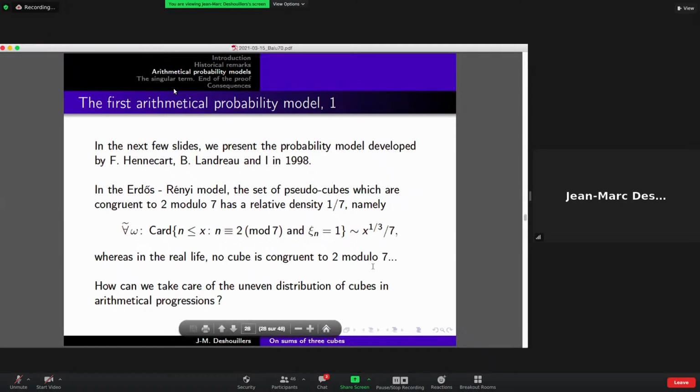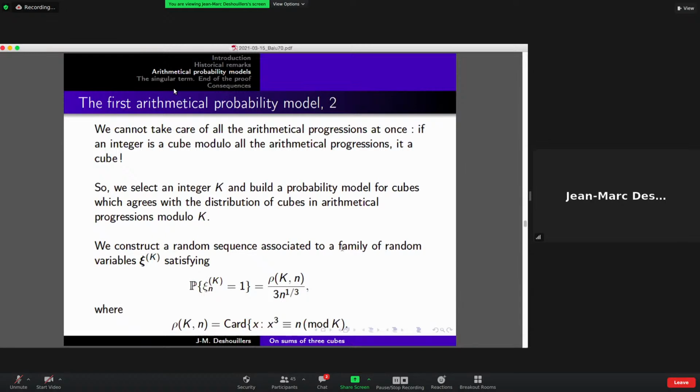So the question is the probability model we developed with François Encart and Bernard Landreau in 1998. So in the Hooley-Schreni model, the set of pseudo-cubes which are congruent to 2 mod 7 has a relative density 1/7. Relative density with respect to the cubes. What I mean is that if you count them up to x, you have cubic root of x divided by 7. But in real life, no cube is congruent to 2 mod 7. So the question is, how can we take care of the uneven distribution of cubes in arithmetic progression?